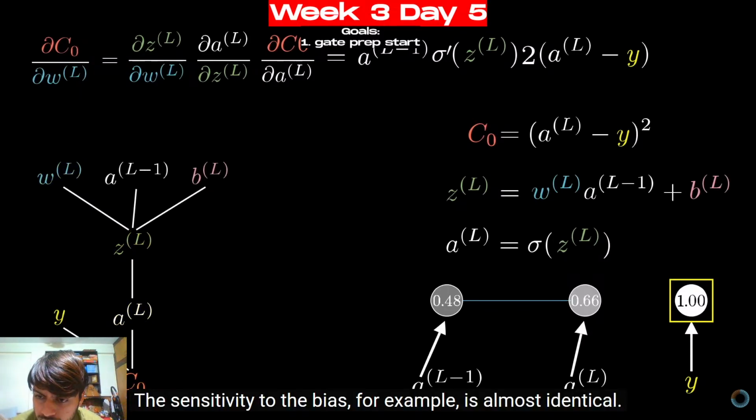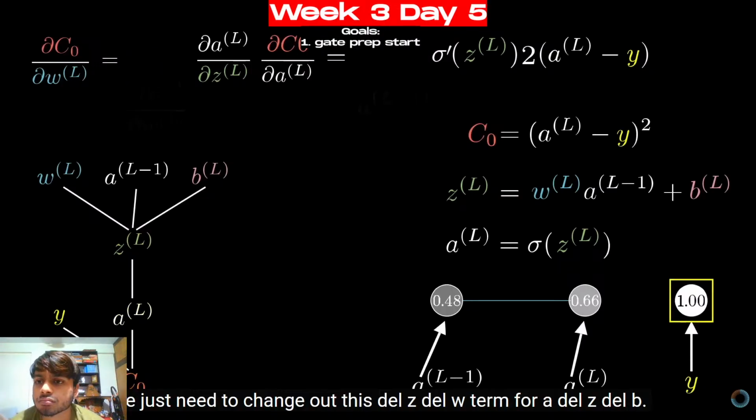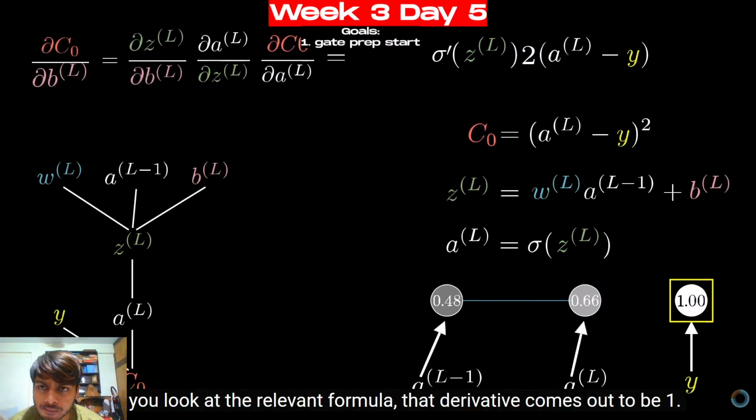The sensitivity to the bias, for example, is almost identical. We just need to change out this del z del w term for a del z del b. And if you look at the relevant formula, that derivative comes out to be 1.